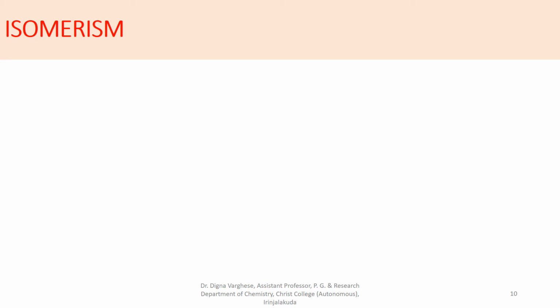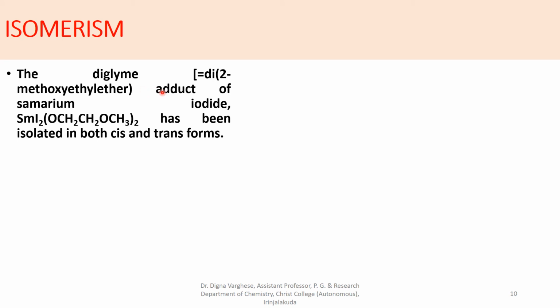Now we are discussing the isomerism in coordination number 8 complexes. There are extensive possibilities for the formation of geometric and optical isomers in 8 coordinate complexes. Thus far, apparently only one pair has been completely characterized. Okay, the diglyme, that is di-2-methoxyethyl ether, whose formula is O(CH2CH2OCH3)2, forms an adduct of samarium iodide. You can see its formula, SmI2(O(CH2CH2OCH3)2)2, has been isolated in both cis and trans forms.